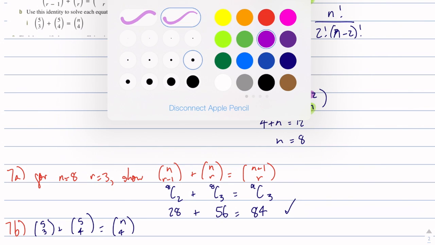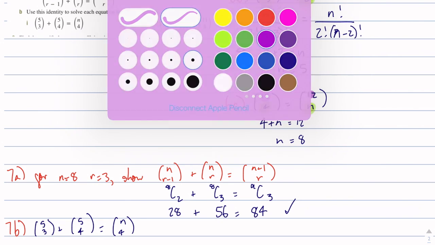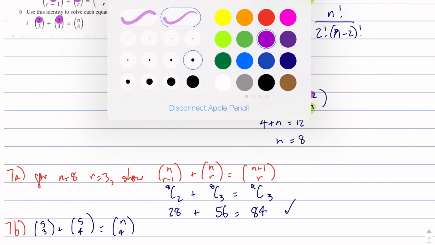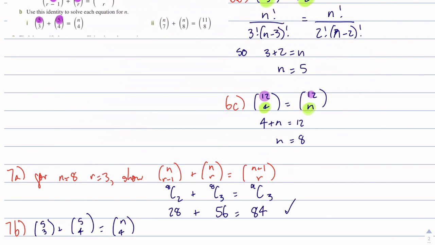So in this one, this n is 5, this one's 5, which means this n plus 1 is here. So n equals 5 plus 1 equals 6. And that was for part I.